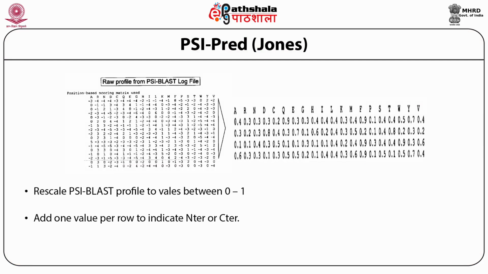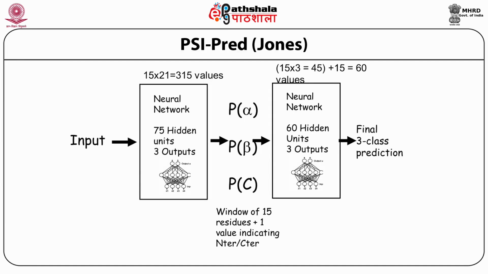Again, the PSI-BLAST profiles which are obtained are encoded, made into a binary scale with values between 0 and 1. Once that is done, again a window-based approach is taken with 15 to 20 residues per window, and these are then fed into a neural network. Again, just like the PHD method, you have a lot of different neural networks. The output of one goes to another layer of neural networks, and you get a final 3-class prediction.